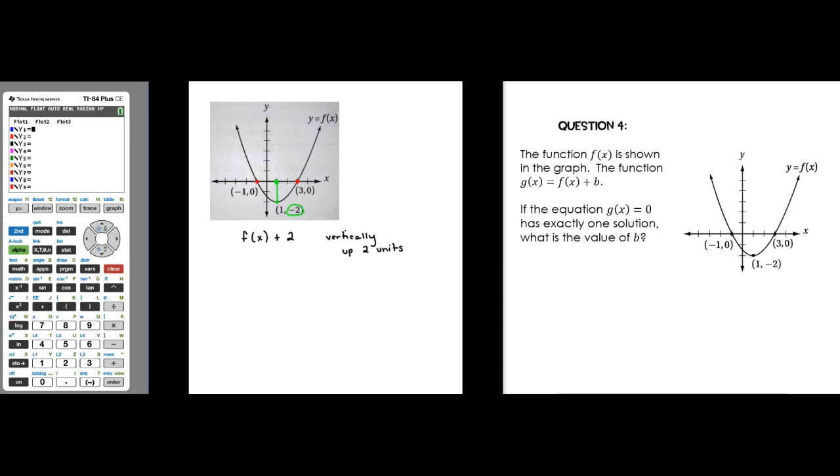In doing so, I'll have just a little rough sketch of this parabola. It'll look something like this. Where it crosses the x-axis only one time, the vertex will now be located at x equals 1, y equals 0, and that will be the one and only solution to this particular equation. So the solution to question number 4 is simply to add 2, or b equals 2 in this case. b equals 2.